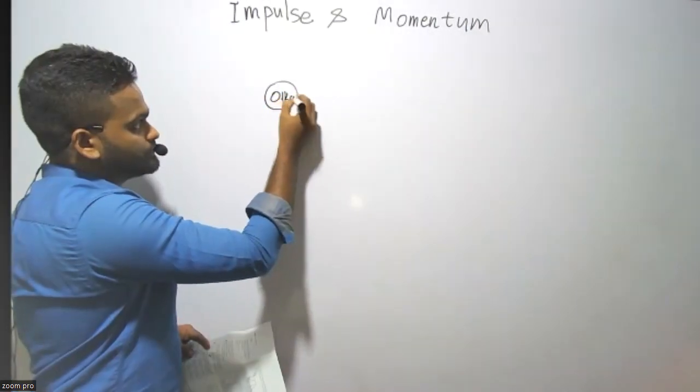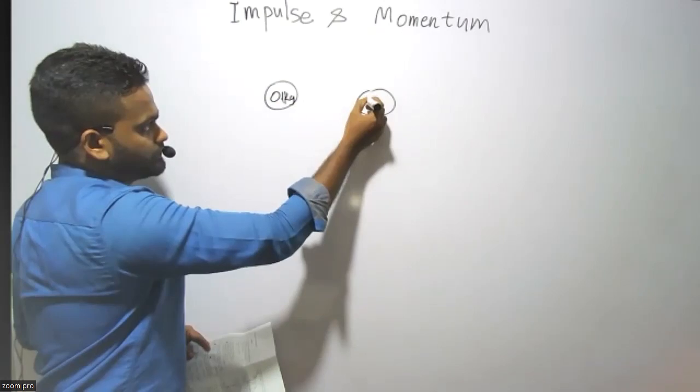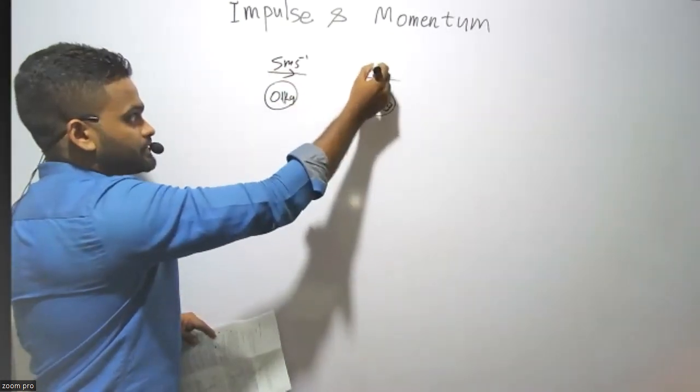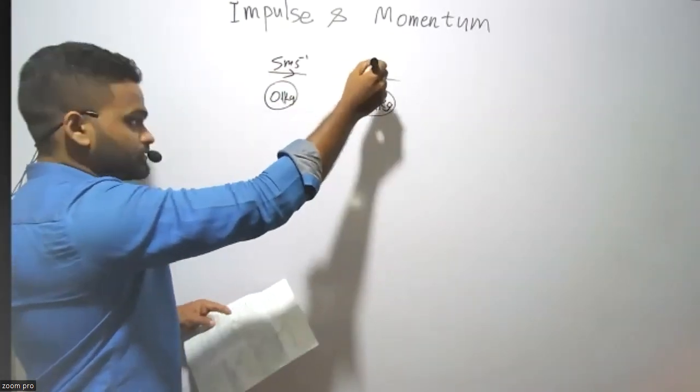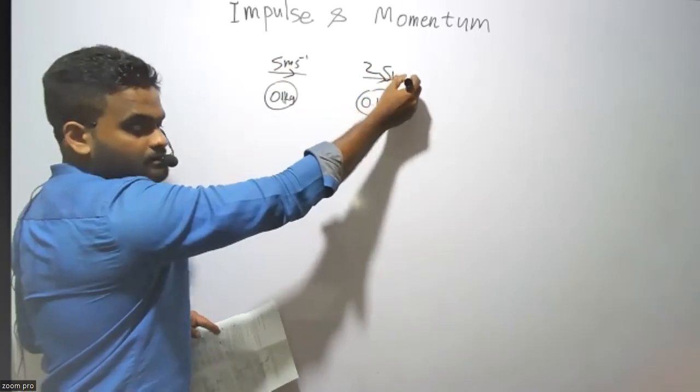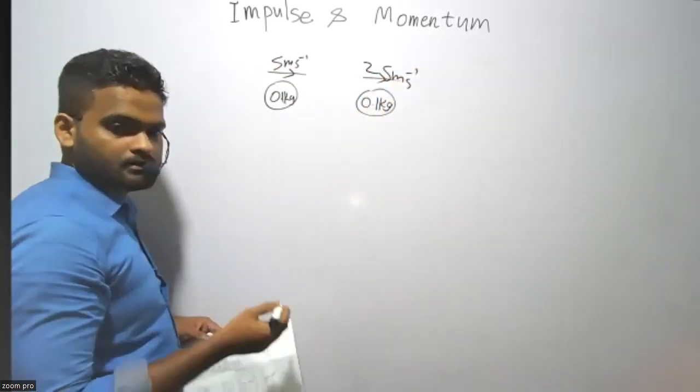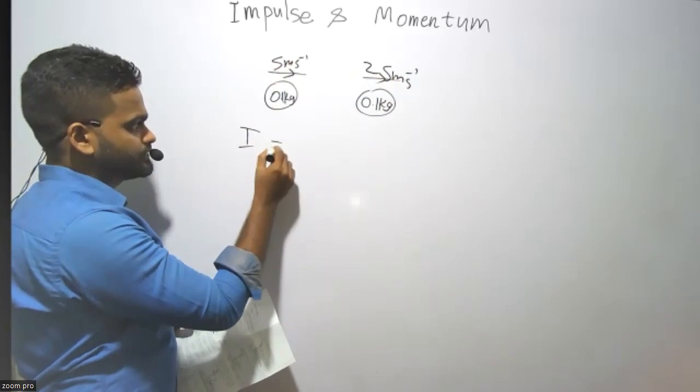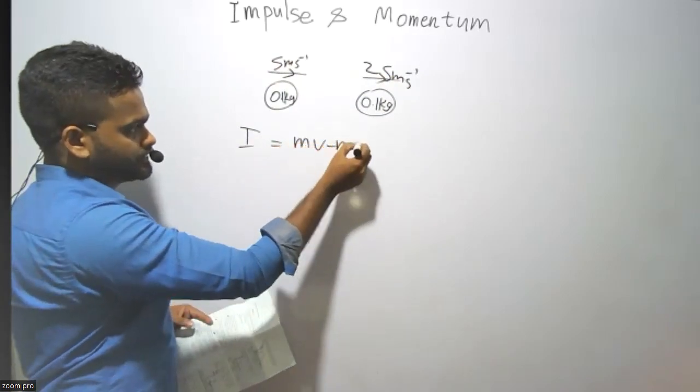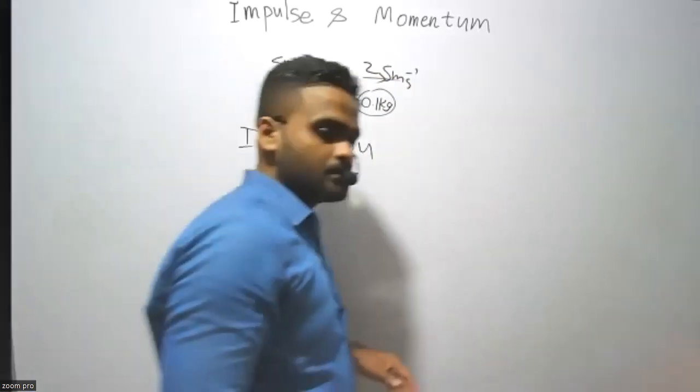So the mass of the object is 0.1 kilogram, right? 100 grams. Its velocity is increased from 5 meters per second to 25 meters per second. So I have to find the impulse, the impulse that caused this change. Please send me the answer.